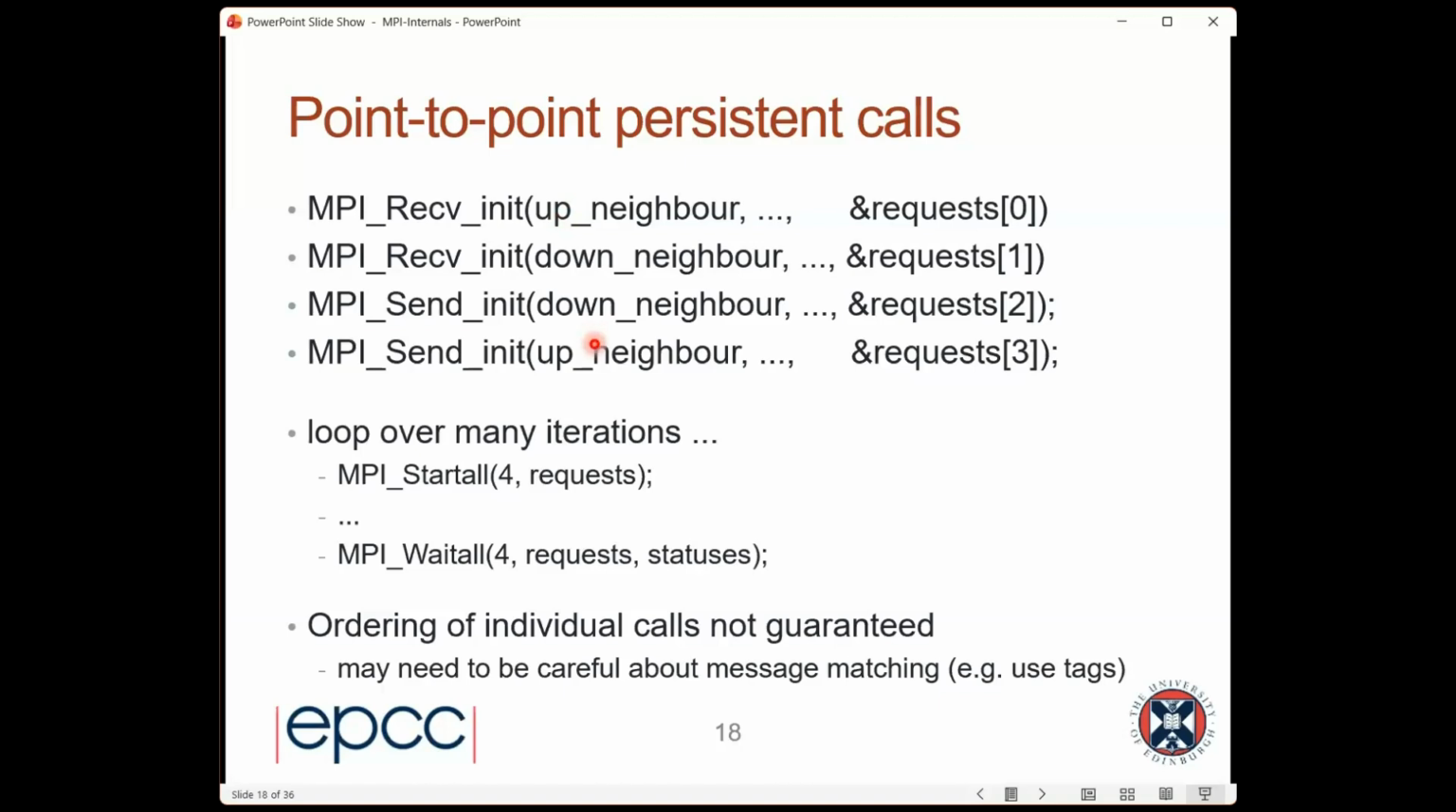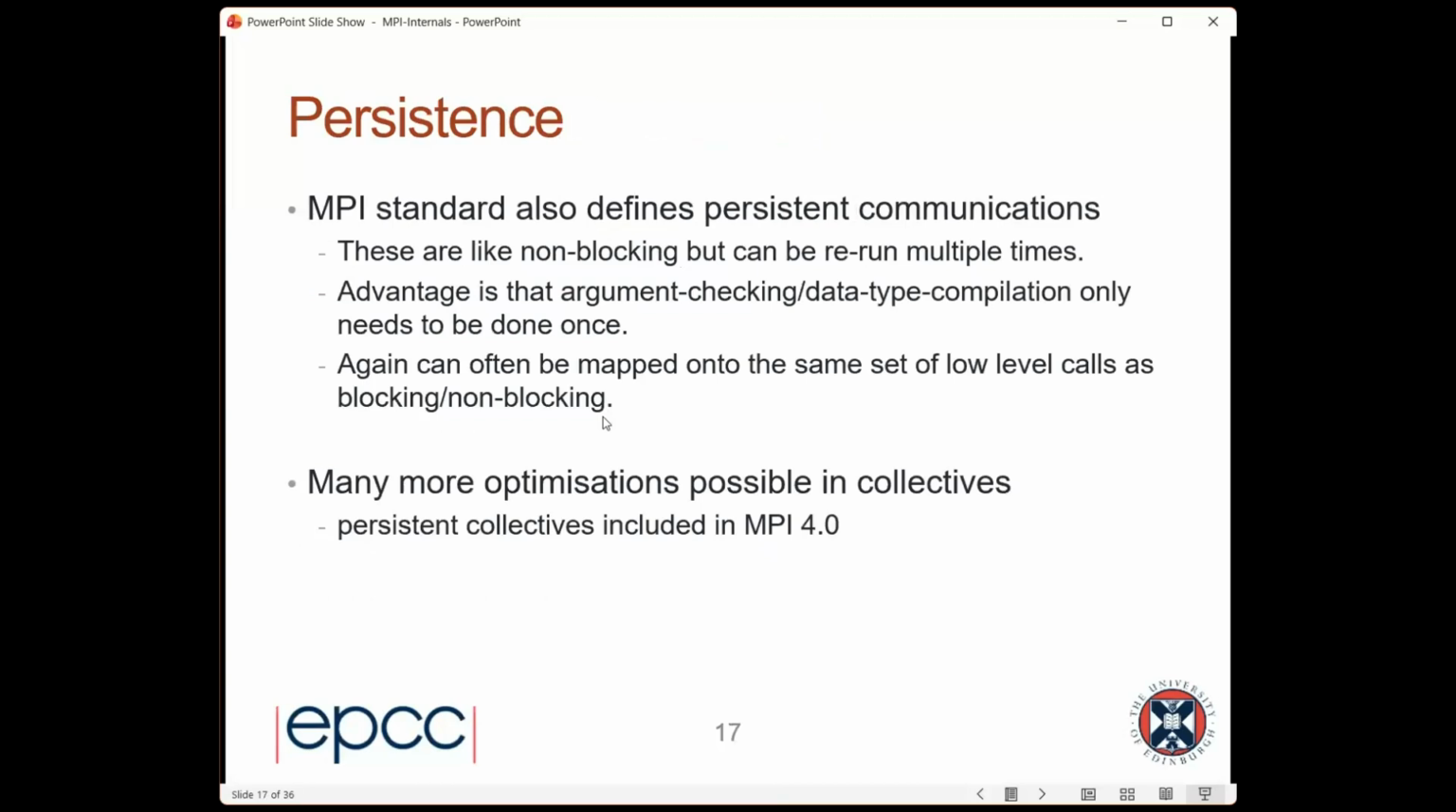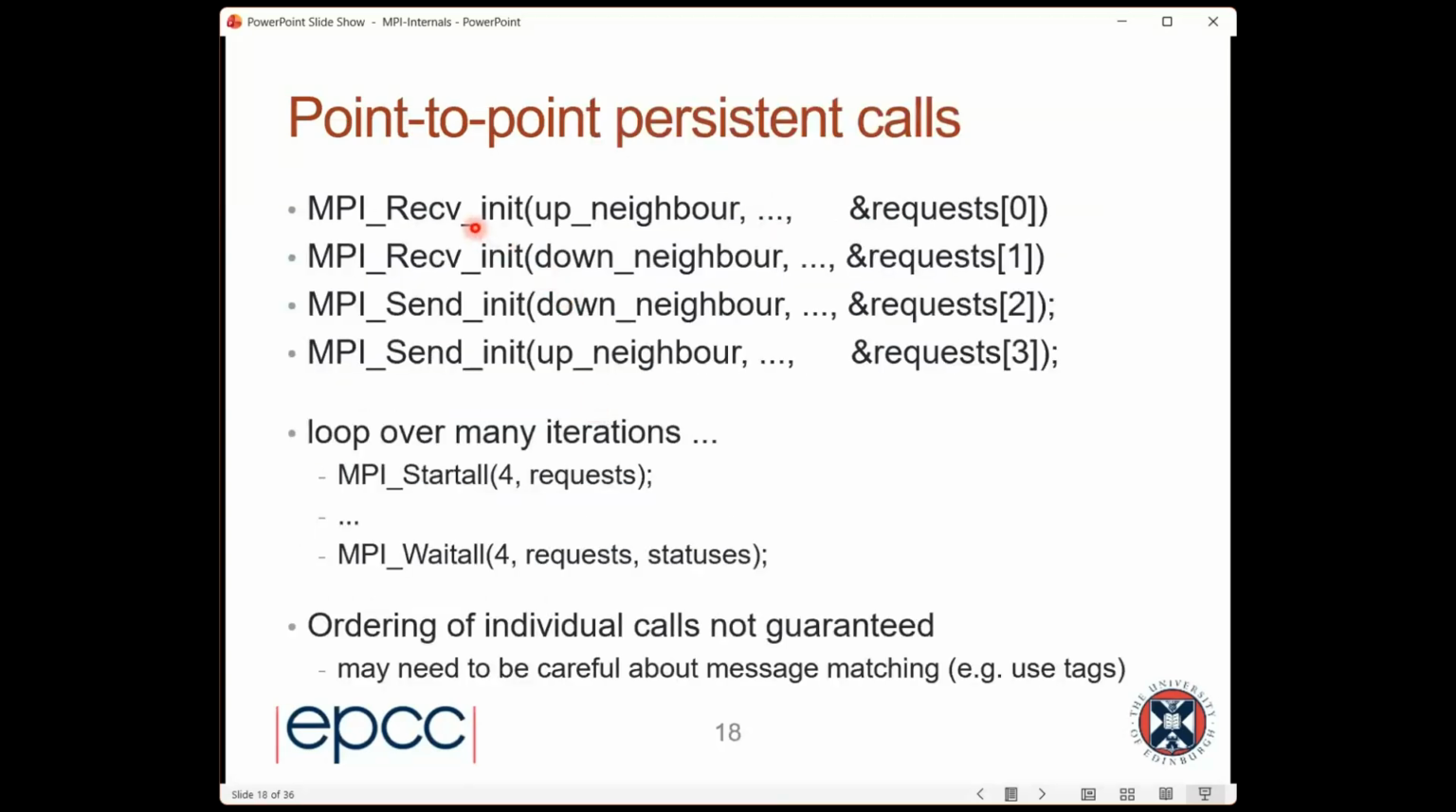So rather than in the example I showed before, where I call the receive, I call the receive, I call the send, I call the send, with persistent communication you say, sometime in the future, I'm going to call this receive, this receive, this send, this send, but you get back these requests, and later on you say MPI start all. I want you to start all these requests, issue a receive, a send, and these are actually issued in a non-blocking way, and you have to wait for them at the end.